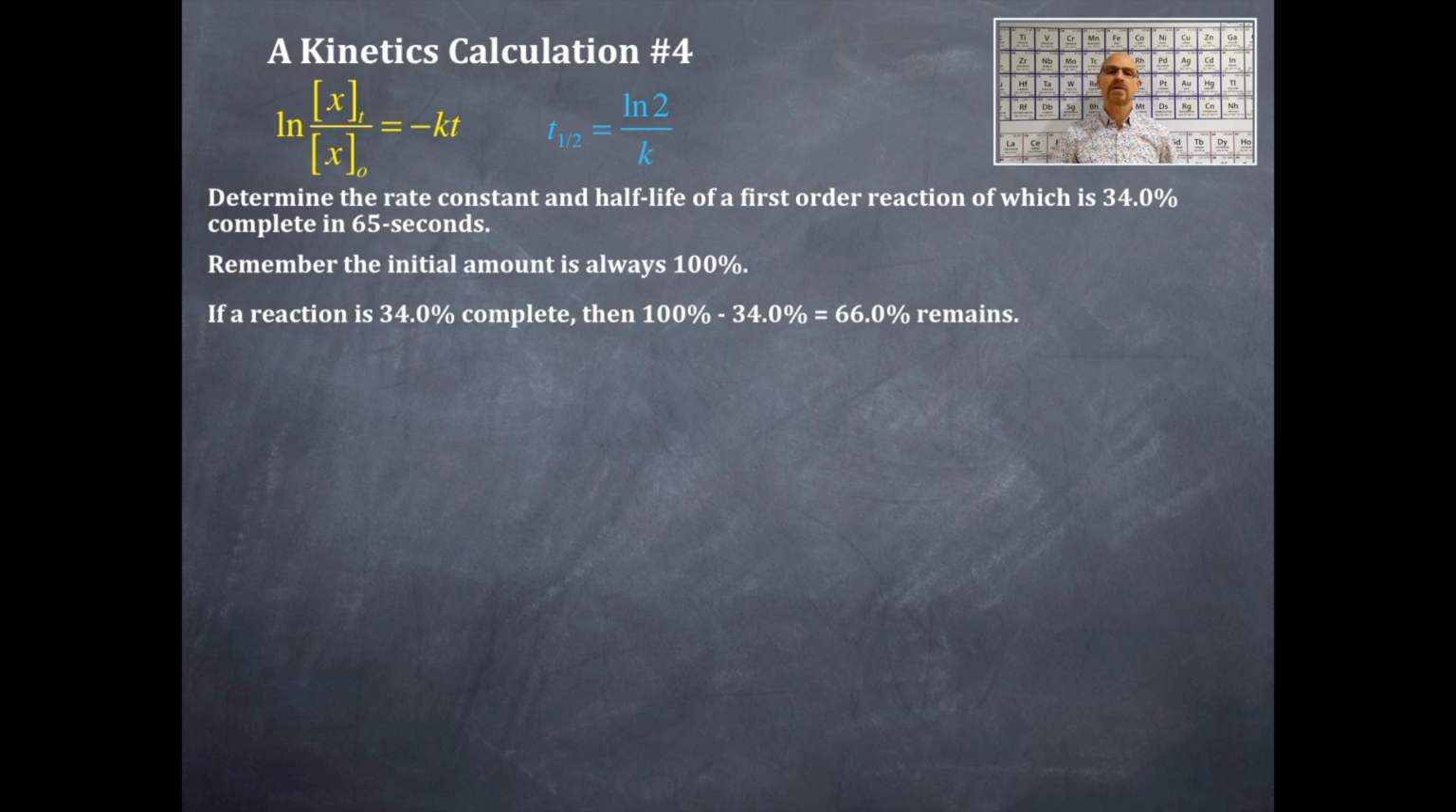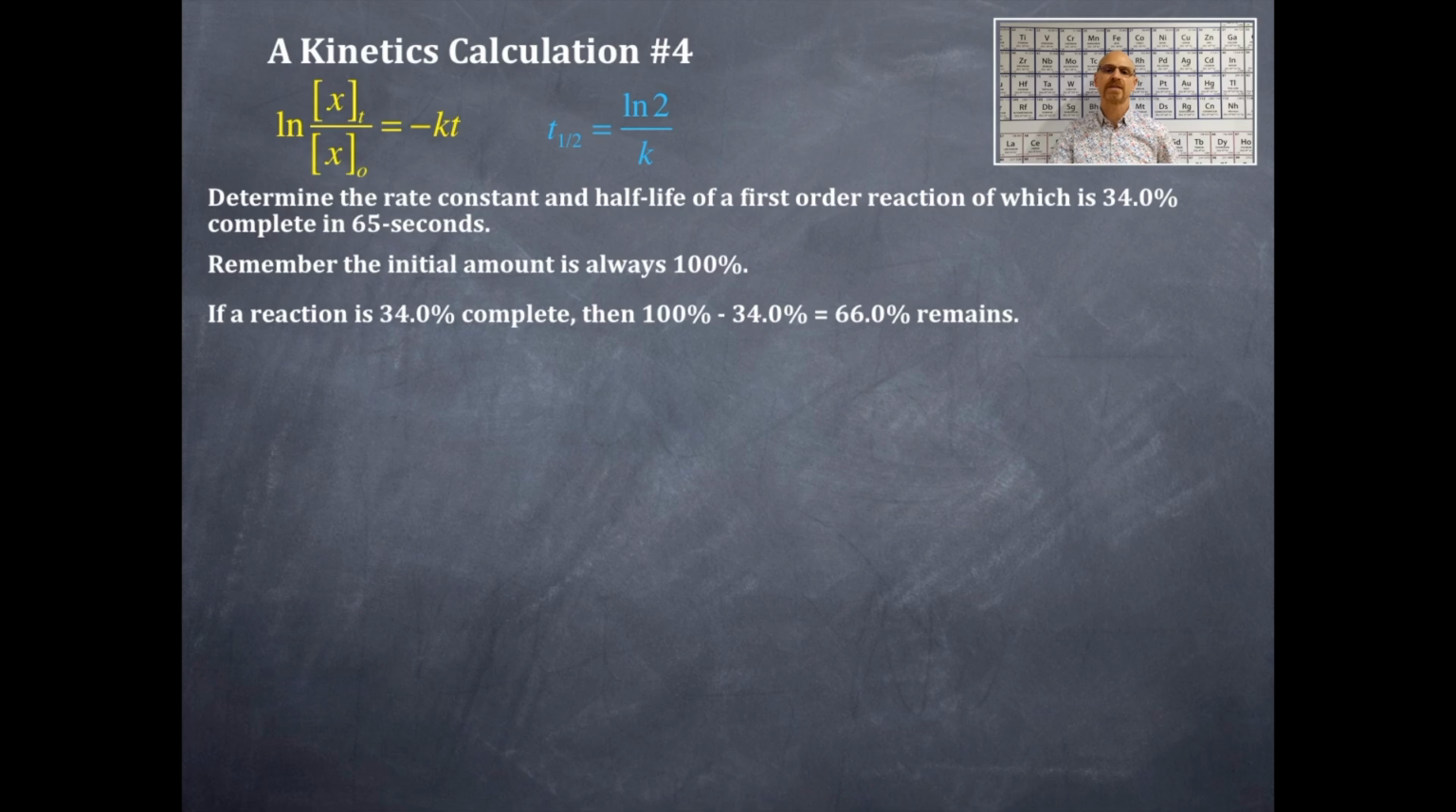So now what we're going to do is use the integrated first order rate law, and from that information we're going to solve for the rate constant. And then after that, we're going to use the half-life equation and solve for the half-life. That's the process we're going to use here.